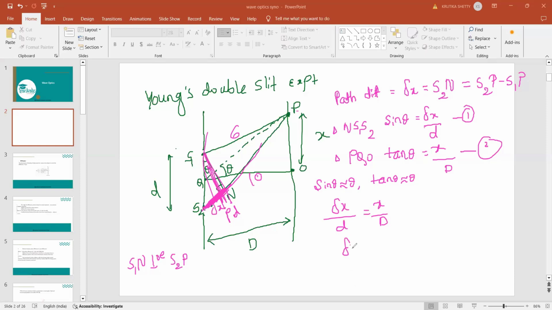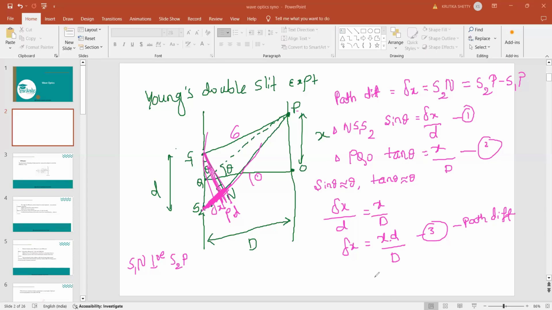Therefore, delta x is equal to x into small d divided by capital D. This is equation 3, and this is your path difference. If any doubt is there till equation 3, you can ask.